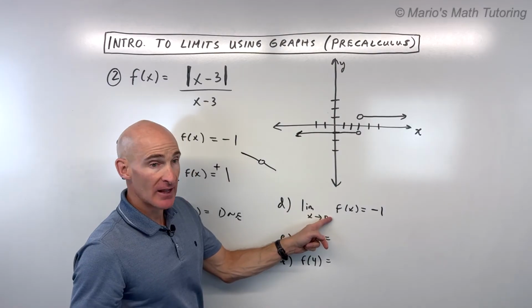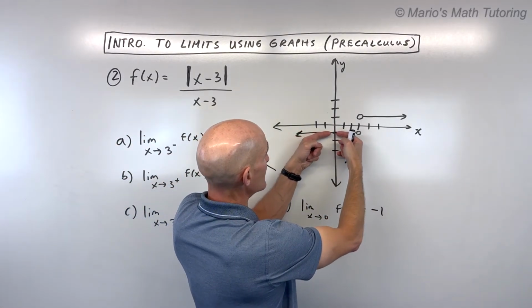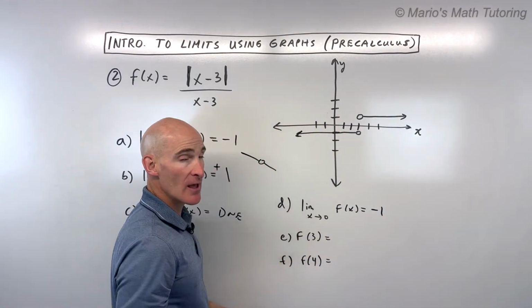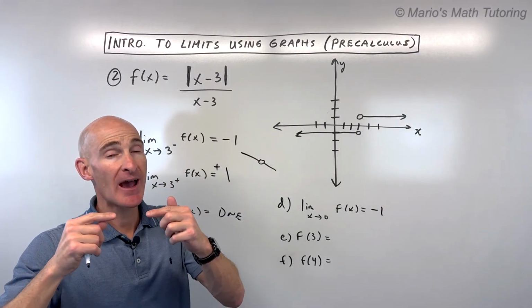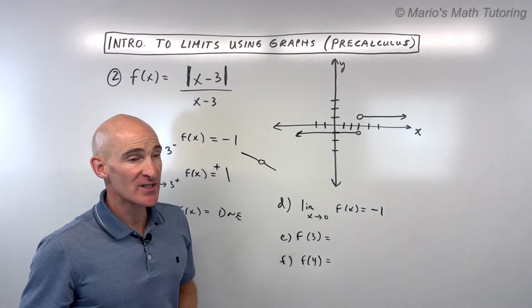Notice there's not a left-hand limit or right-hand limit. It's just saying the limit as x approaches 0. So that's from both sides. As you get closer to x equals 0, what y value are you getting closer to? Negative 1. Now, again, remember limits. You get really close. You don't actually have to reach 0. But you want to see what you're approaching from both sides.